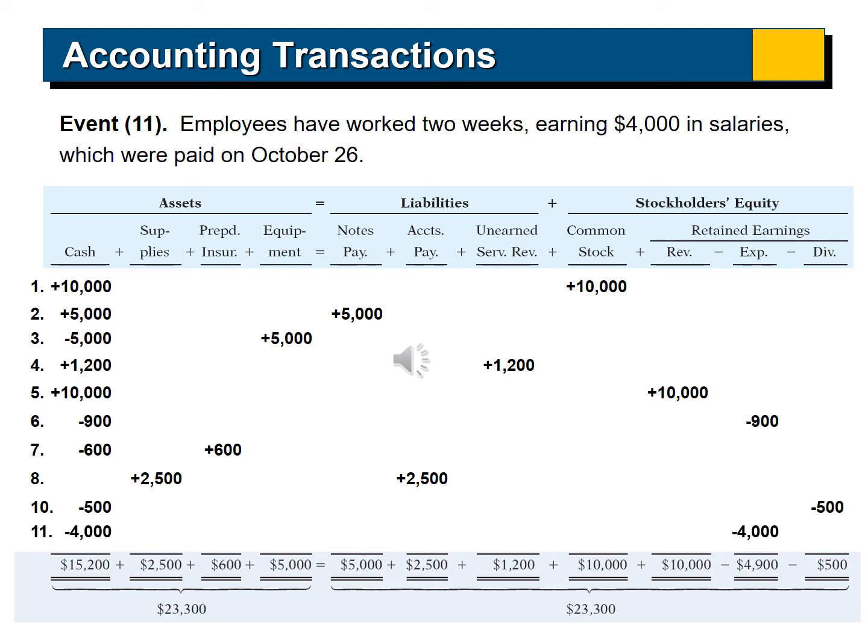Now if we add both sides, all the transactions that took place on the asset side and on the liabilities and stockholders' equity side, you will see that they add up to $23,300 on either side. So the equation always will balance if you record the same amount of debit and credit, as we are going to learn in a very short while, inshallah.